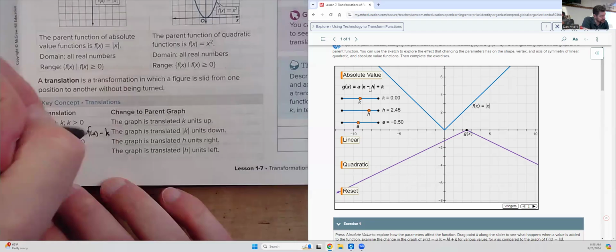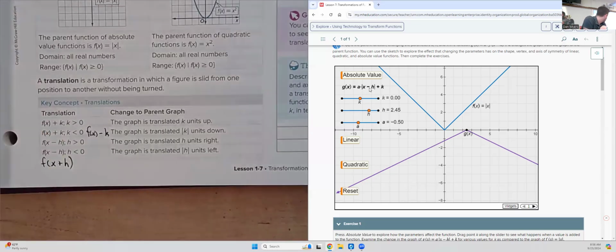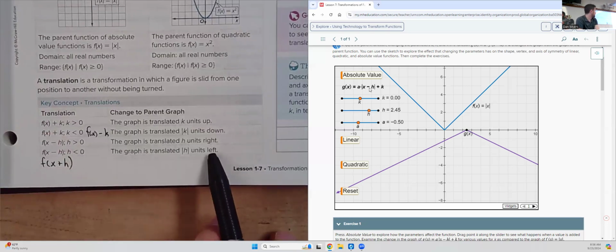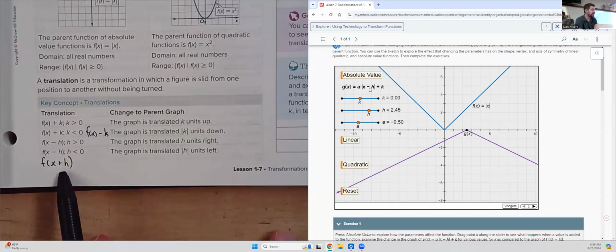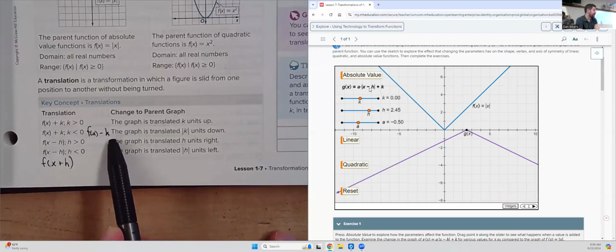Likewise, it will appear like this, f of x plus h, which is not part of the normal function. Addition is the opposite of what's normally there, which means that your h value is negative, which means it's moving left. If you have a plus within the group, that means you're going left. If you have a minus within the group, that means you're going right. If you have a plus after the group, it means you're going up. If you have a minus after the group, it means you're going down.